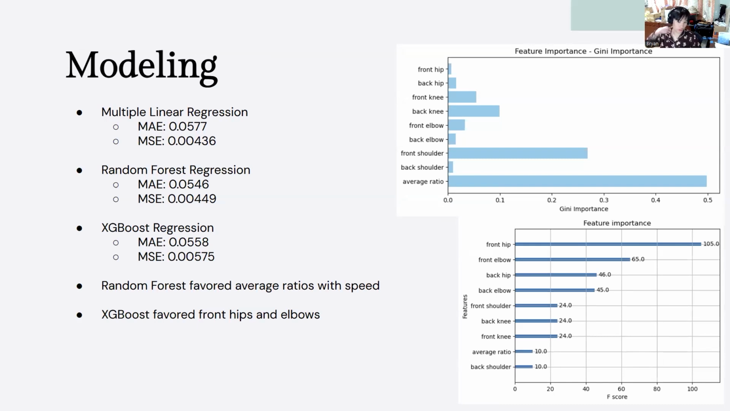However, we compared feature importance lists of both the random forest model and the XGBoost model, and two very different lists came out. We saw that the random forest model in light blue favored the ground-to-air ratios most when determining sprint speed, and the XGBoost model in dark blue favored the front hips and elbows the most.